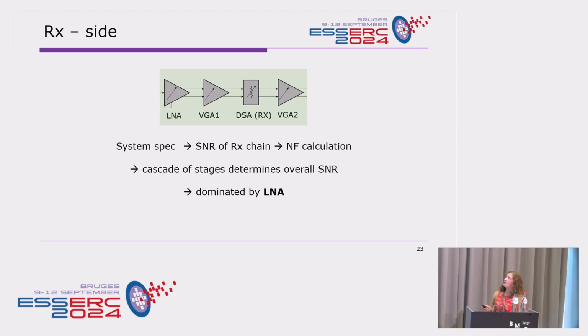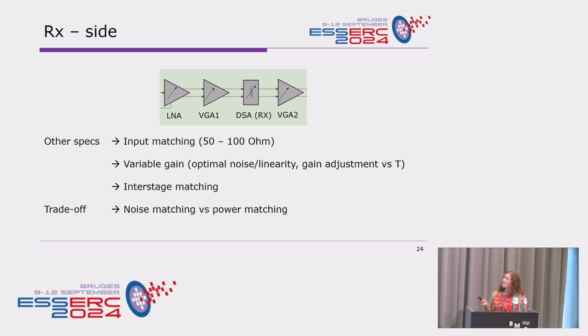Now, if we start from our system spec, we have an SNR for this RX chain. And what you can typically do is do a calculation for the whole chain. You can calculate the noise figure or the SNR. But in receiver systems, this LNA is the most important one for the SNR. So the SNR will be dominated by the LNA, and that's where you need to design this for. Other elements in the design of our RX are, of course, our input matching, because we want to receive all the information from the antenna. So we need to make sure that we are matched towards our antenna.